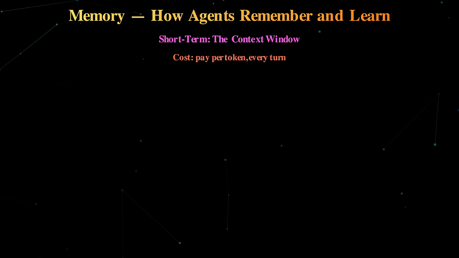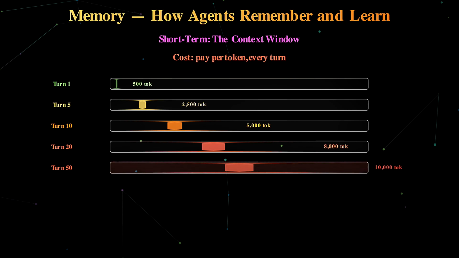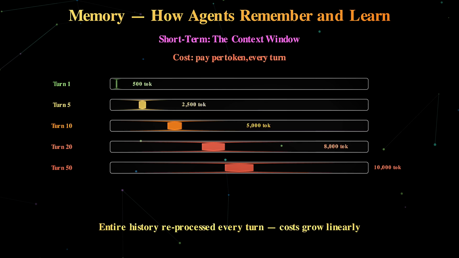There's also a cost dimension. LLM APIs charge per token, both input and output. A 200,000 token context window means you're paying to reprocess the entire conversation with every message. A 50-turn conversation might use 10,000 tokens, and you're paying for all 10,000 on every subsequent turn, not just the new message. This is why context window management isn't just a technical constraint, it's an economic one. Efficient memory management directly reduces API costs.